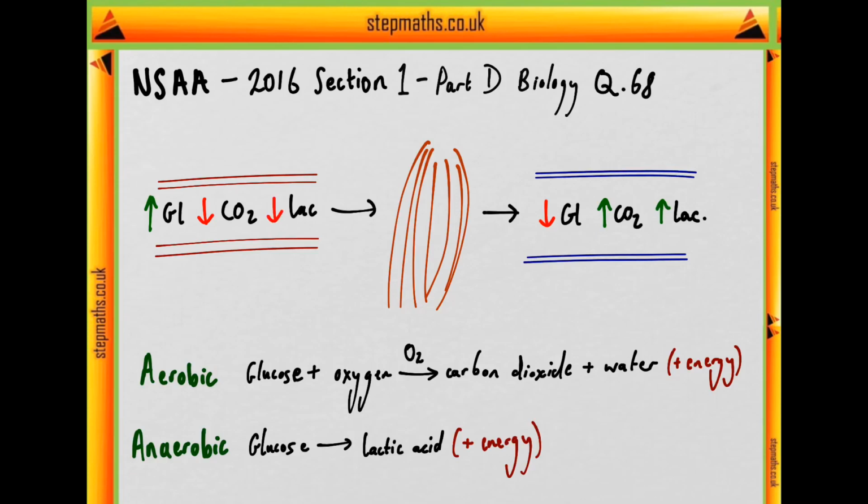So we have our answer: CO2 and lactic acid are highest in venous blood, and glucose is lower in venous blood. Therefore, our answer is row B of our table.